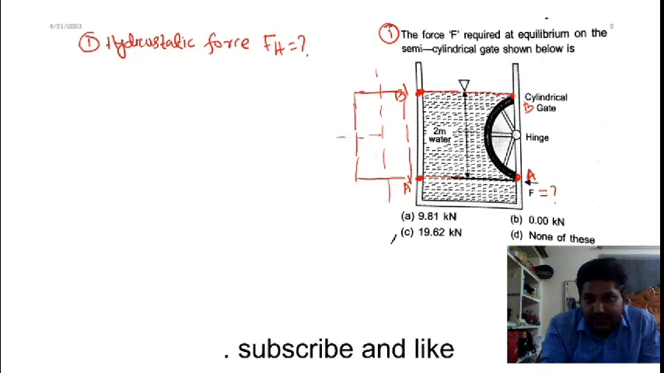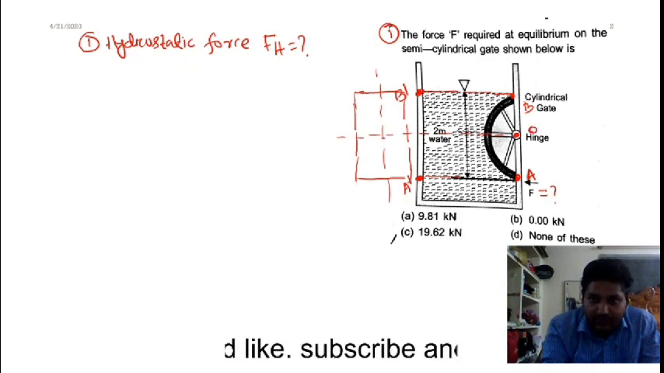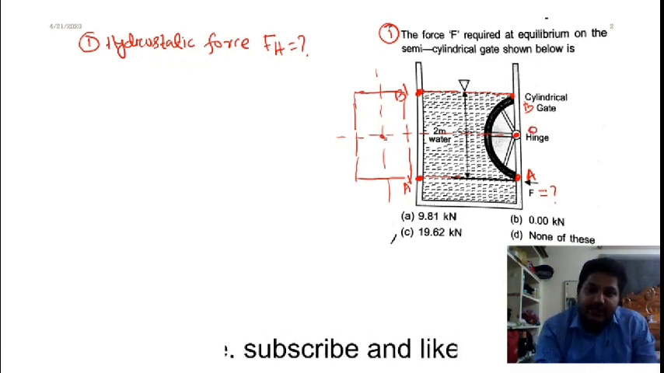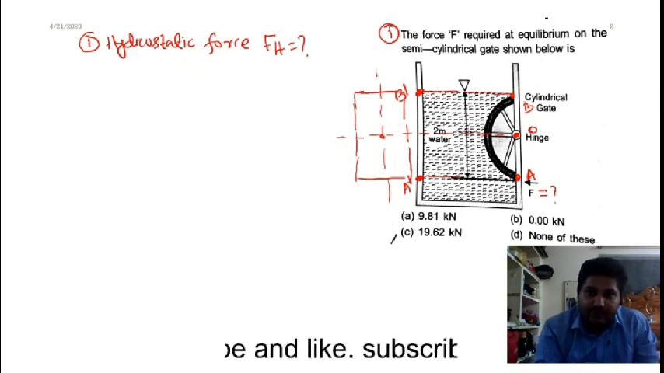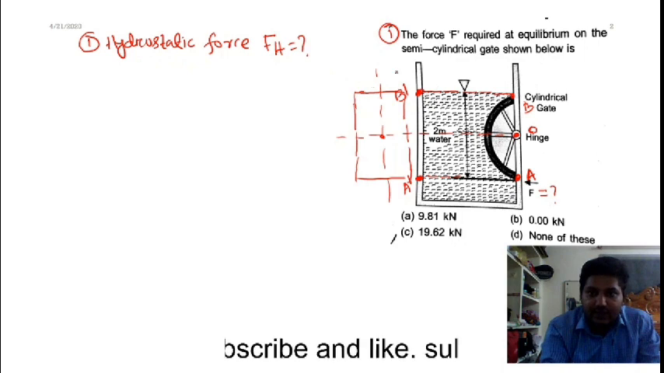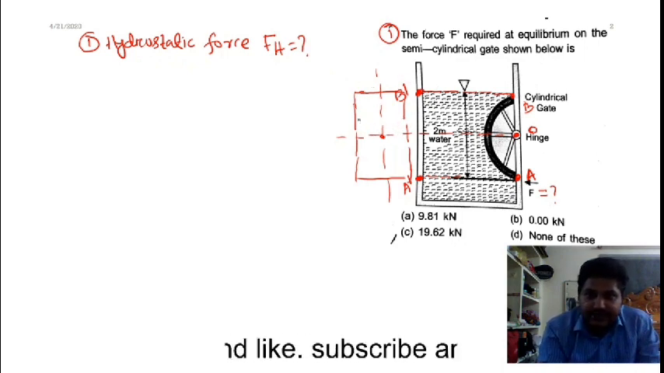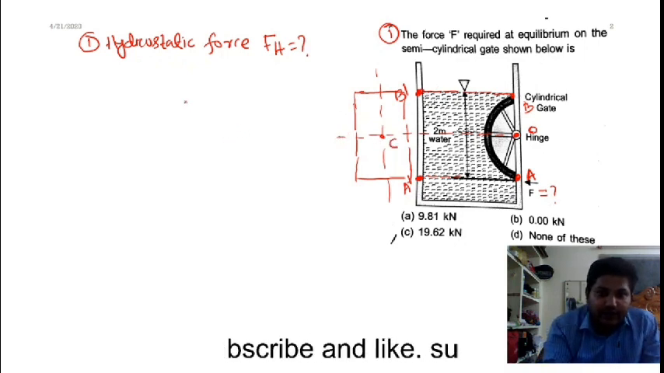This line is the hinge line. Suppose this point is O, the centroid of this. Now we have projected the curved surface onto a vertical plane, and this is similar to a vertical plane surface submerged in water. This is the centroid. So we have to find the horizontal component of the hydrostatic force.